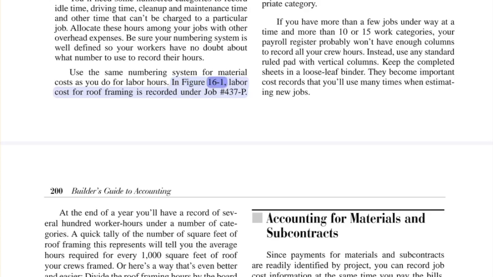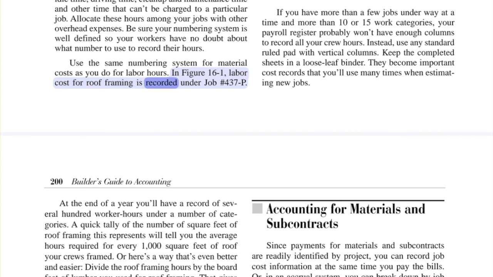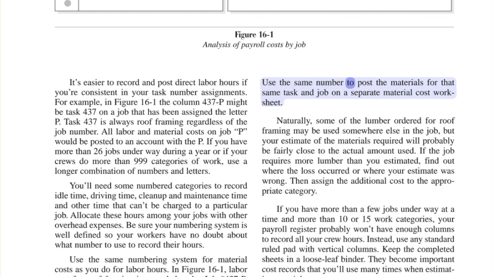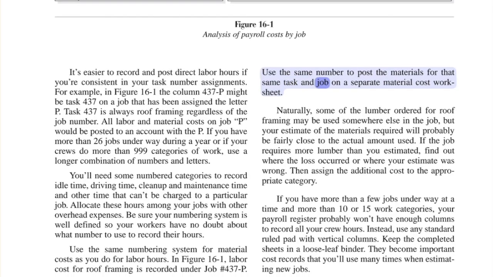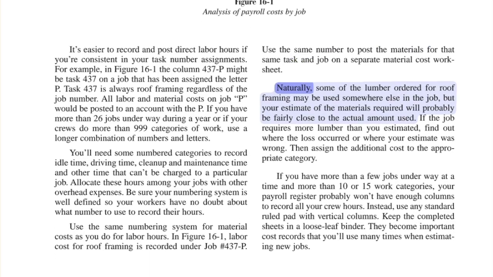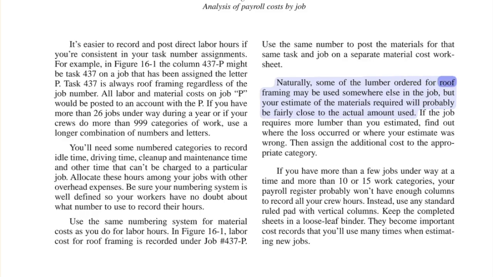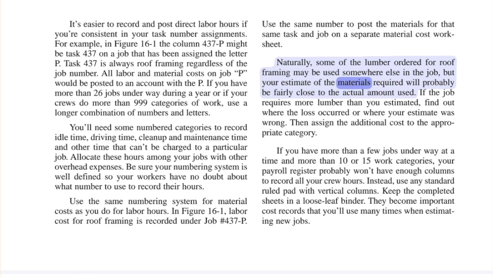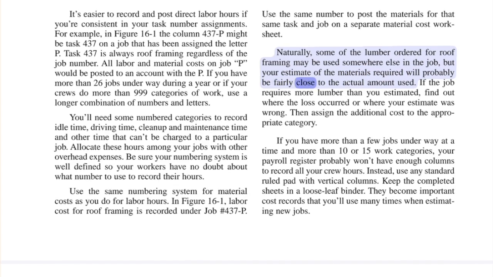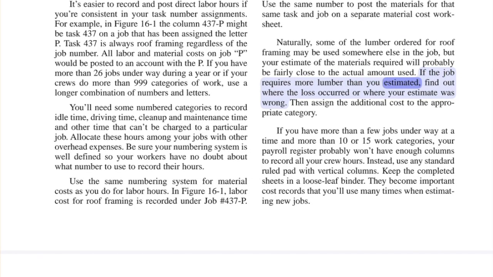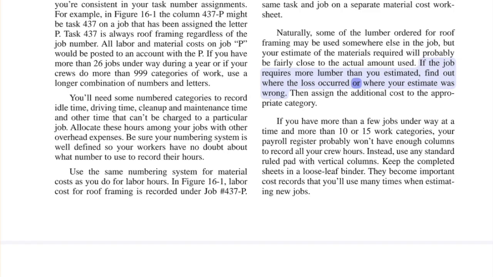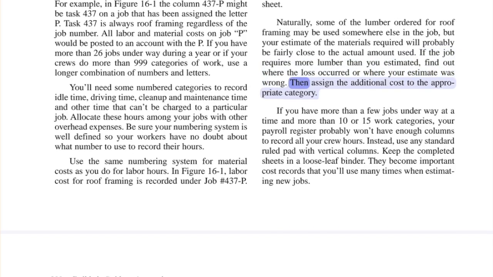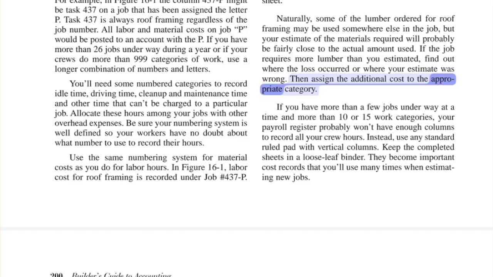In Figure 16-1, labor cost for roof framing is recorded under job 437P. Use the same number to post the materials for that same task and job on a separate material cost worksheet. Naturally, some of the lumber ordered for roof framing may be used somewhere else in the job, but your estimate of the materials required will probably be fairly close to the actual amount used. If the job requires more lumber than you estimated, find out where the loss occurred or where your estimate was wrong. Then assign the additional cost to the appropriate category.